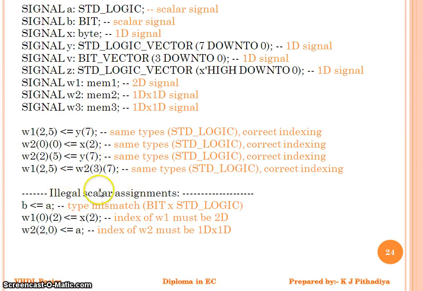Now illegal scalar assignments, that is one of the important ones. A cannot be assigned to B. What is A? A is std_logic, and B is bit, very simple, the types do not match, so we cannot assign this. W1, there must be a comma, but here we have used two separate parentheses, so this is also illegal. W2 of 2 comma a, but the index of w2 must be 1D cross 1D. Now w2 is considered as mem2, so 1D cross 1D, we cannot use a comma, we have to use two separate parentheses for that.